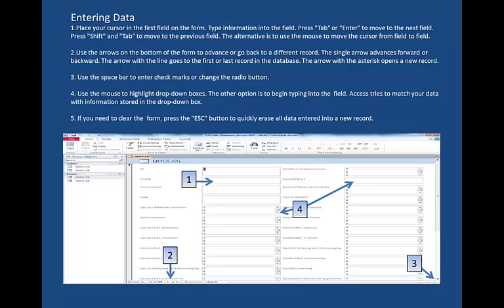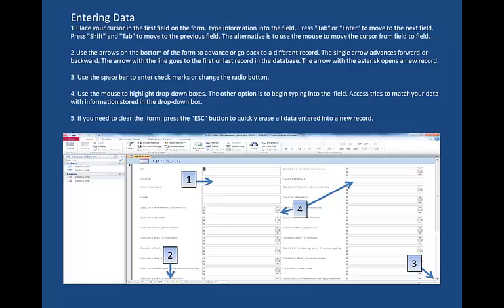The single arrow advances forward or backward. The arrow with the line goes to the first or last record in the database. The arrow with the asterisk opens up a new record. Use the space bar to enter check marks or change the radio button. Next, you would use the mouse to highlight drop-down boxes. The other option is to begin typing into the field. Access tries to match your data with information stored in the drop-down box.